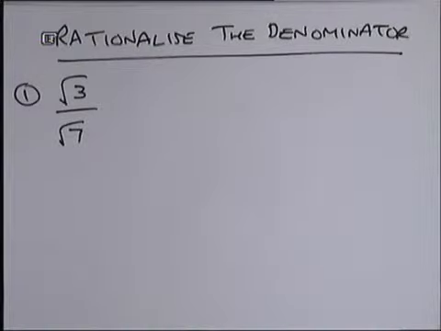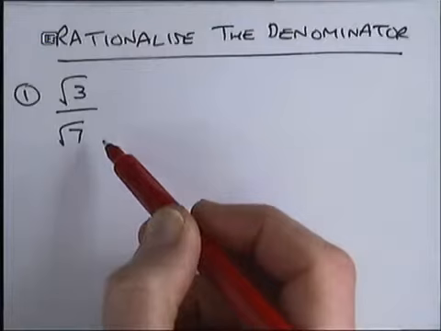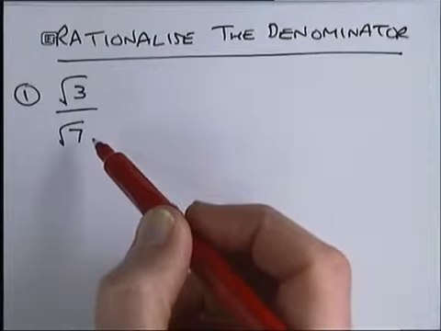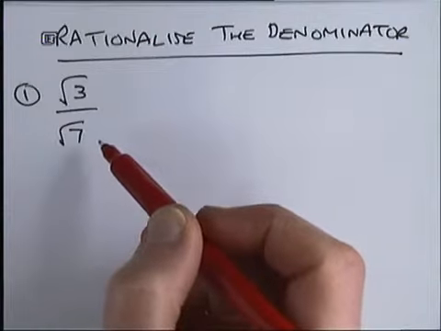In this video, we're going to show you how to rationalise the denominator where there are surds involved. First thing we need to do is explain what it means if you have to rationalise the denominator. The denominator is the bottom number in any fraction. And what you've got to do is remove any square root signs from the bottom of the fraction.